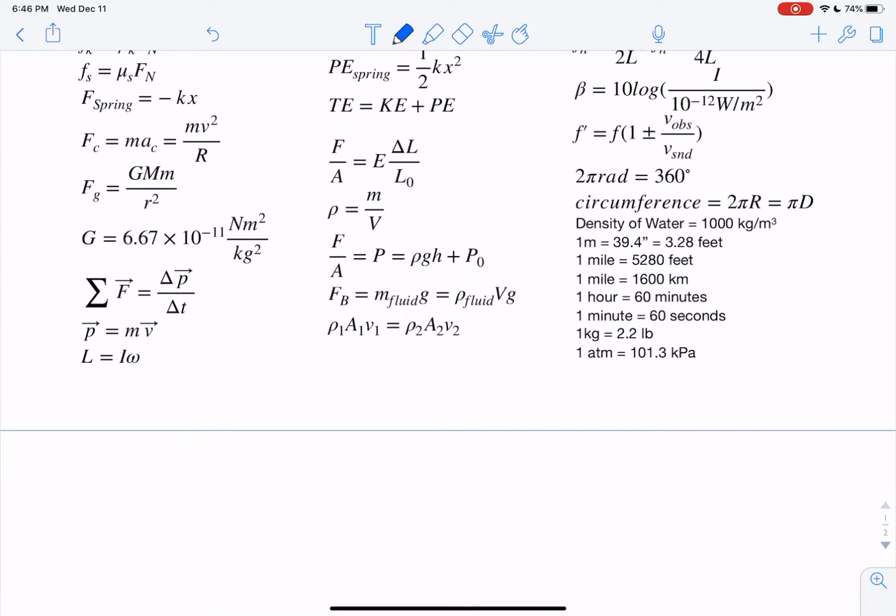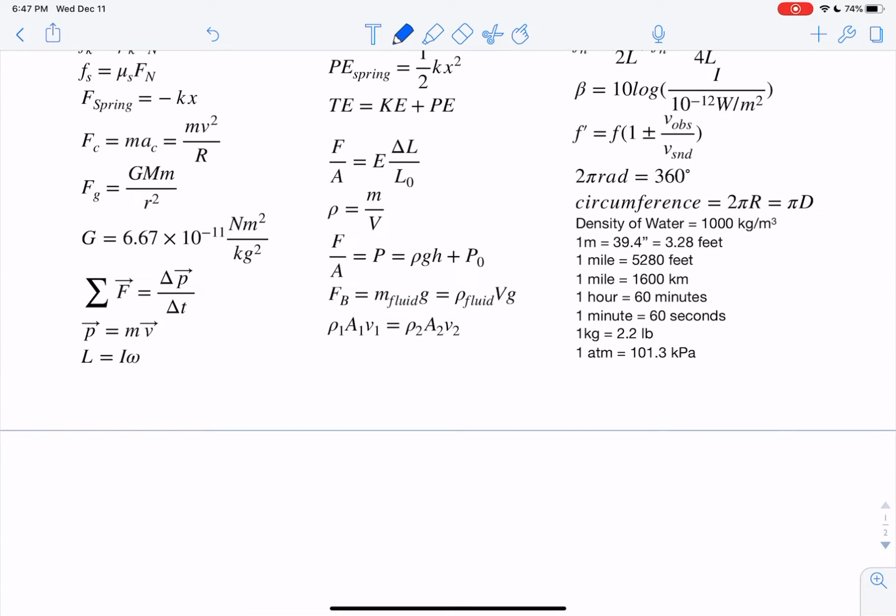The buoyant force is equal to the weight of the fluid displaced, which is the mass of the fluid times gravity. The mass of the fluid is density times volume. If we solve that for mass, m equals rho V. So that will give us the force.